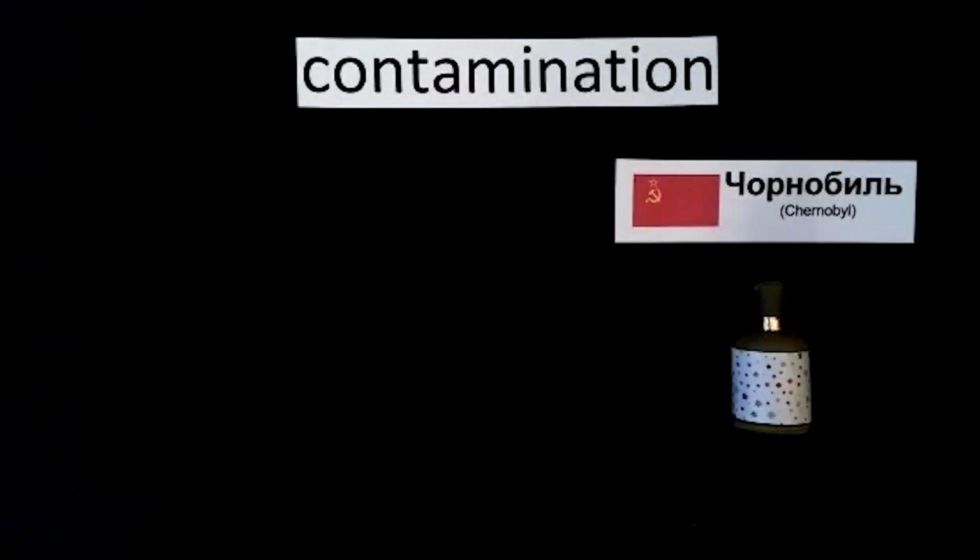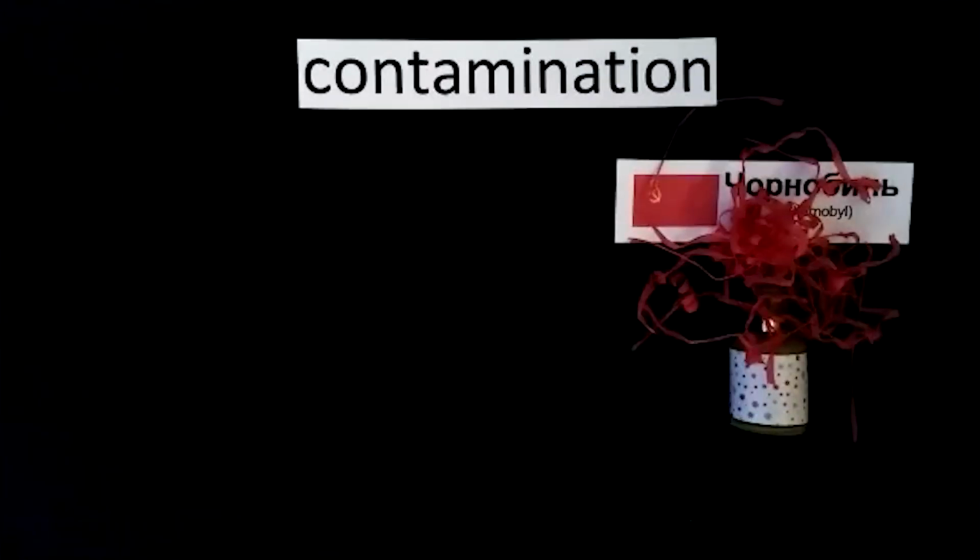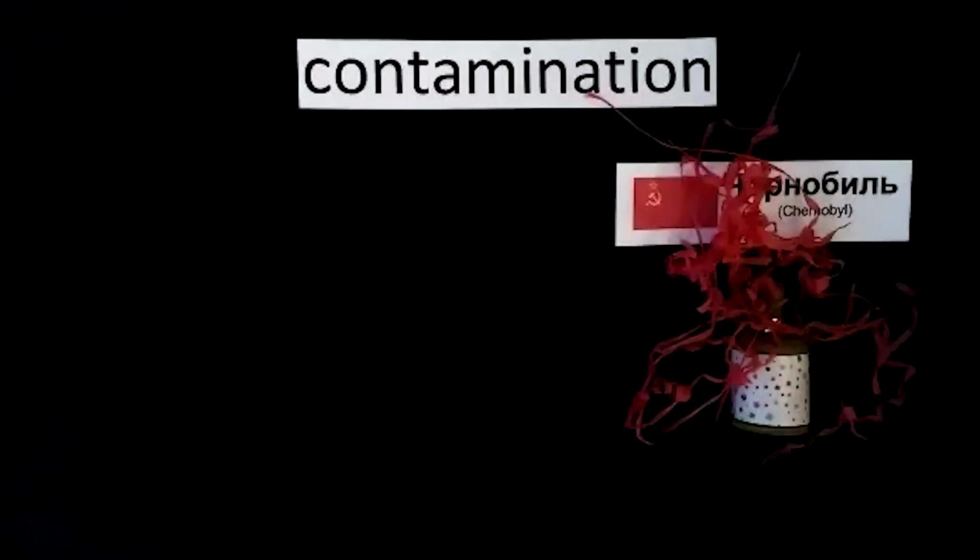Now let's think about contamination. Now the party popper is representing the Chernobyl nuclear power plant. When the explosion occurred at Chernobyl in 1986, the resulting fire sent a huge plume of radioactive material into the atmosphere. This caused extreme devastation over an extensive area, and even now some of the surroundings remain contaminated.